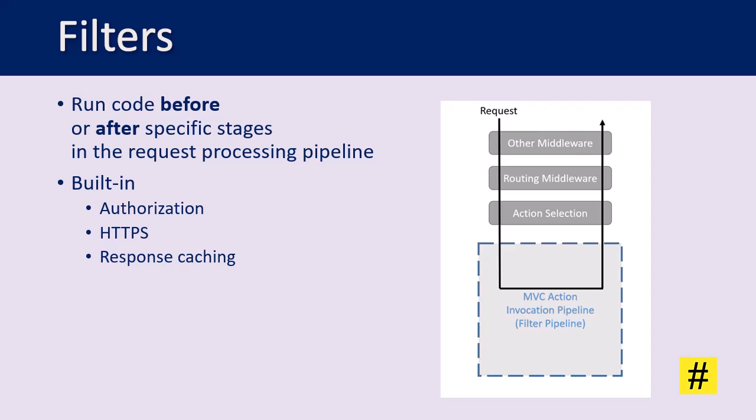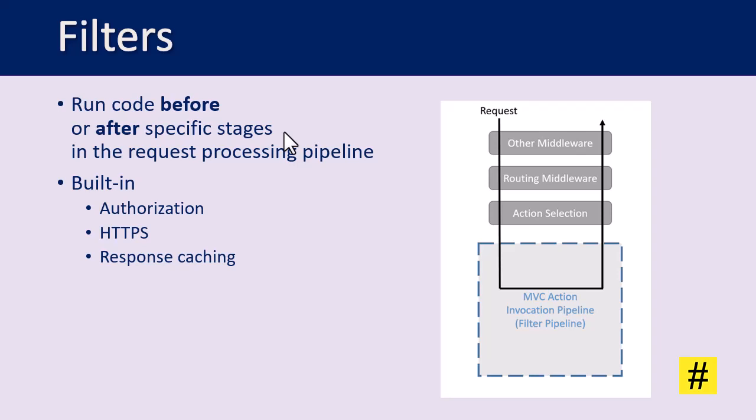Let's talk about page filters and how you can use them in an ASP.NET Core project. So filters are pieces of code, actually classes in the form of attributes usually, that run code before or after specific stages in the request processing pipeline. This is actually the official definition of filters when you look at Microsoft Docs.